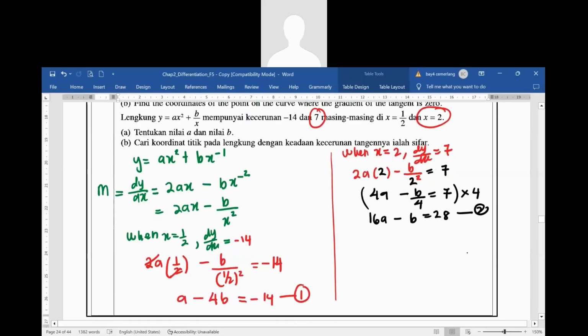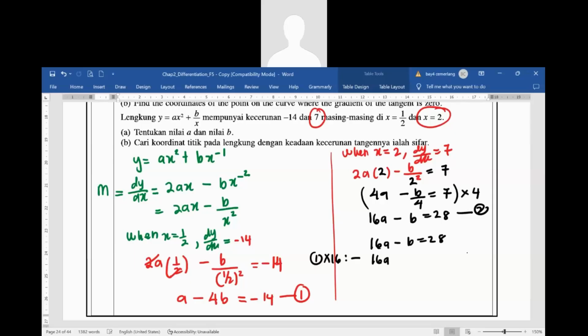Okay, right. So, kita buat simultaneous lah. 16a minus b equals to 28. Kita minus equation 1 tu kita darab dengan 16 lah. Okay, dia akan jadi 16a. I put in bracket. And then 4 times 16 is 64b. And negative 14 times 16. 2 to 4.